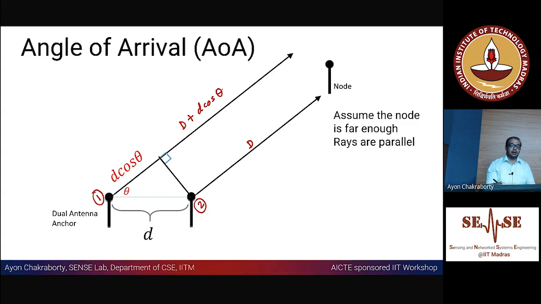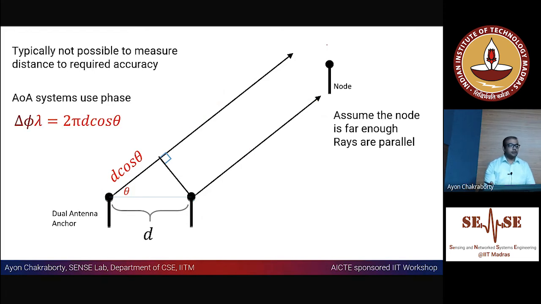Note that this capital D is basically the distance between the node and the antennas. This is the node, right? And you can assume that it is far away. We can take the typical assumption that the rays are parallel because the node is actually far away. That assumption can be made. Typically this is known as a path difference, right? So delta phi is the phase difference. The phase at which the wave arrives here is going to be different than the phase of arrival of the ray at this particular antenna, right?